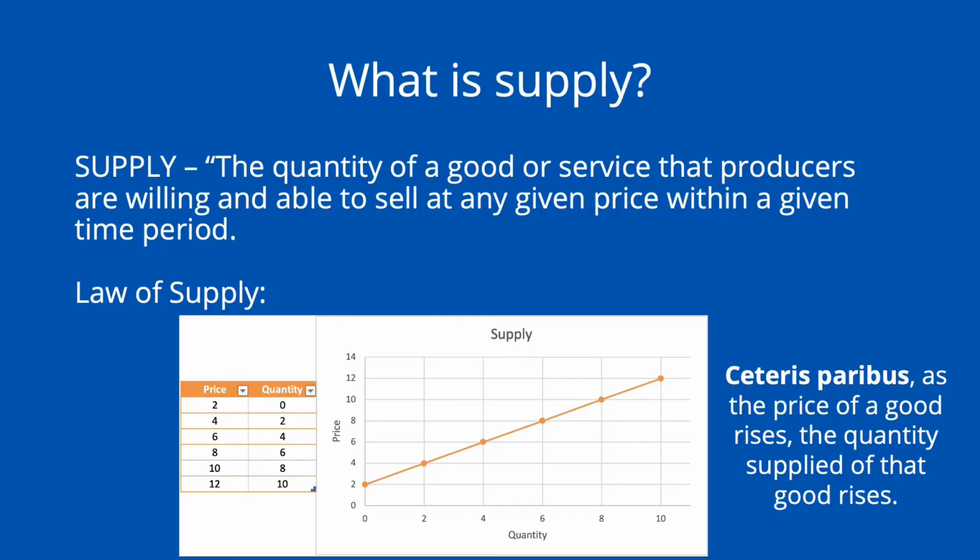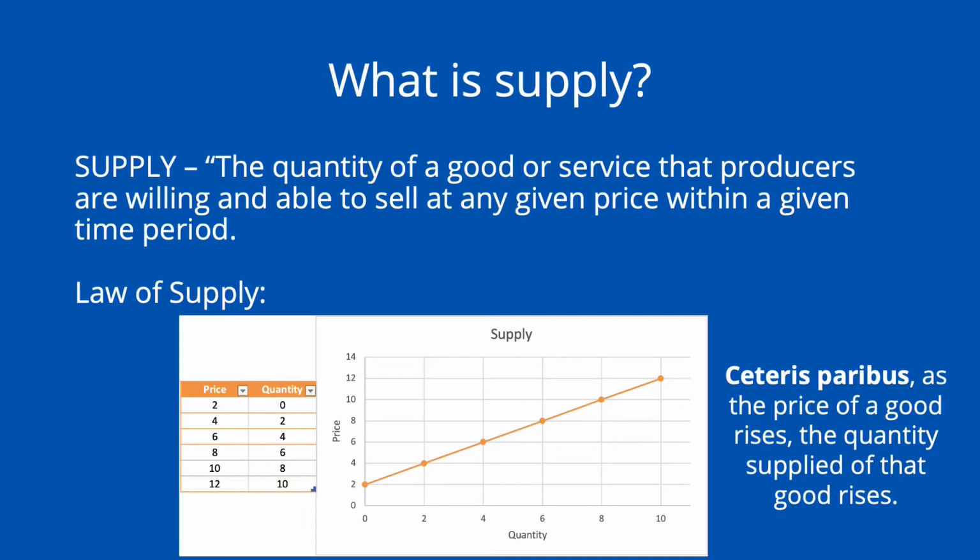Just like we did in the demand video, let's start by taking a look at what supply is. Supply is defined as the quantity of a good or service that producers are willing and able to sell at any given price within a given time period. The law of supply is very similar to the law of demand. It states that ceteris paribus, or after all other variables are kept constant, as the price of a good rises, the quantity supplied of that good also rises.